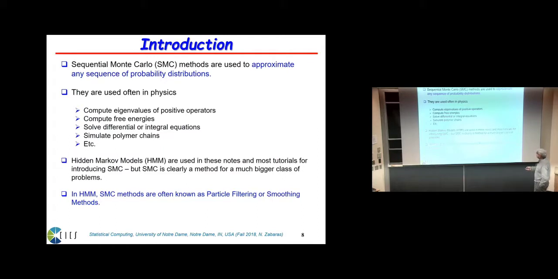For some of you that may have seen this, if you're coming from different communities like robotics, some names that go with sequential Monte Carlo are particle filtering, for example, or smoothing methods. So if you hear the word particle methods, really they are sort of subcases, if not the same thing as sequential Monte Carlo.